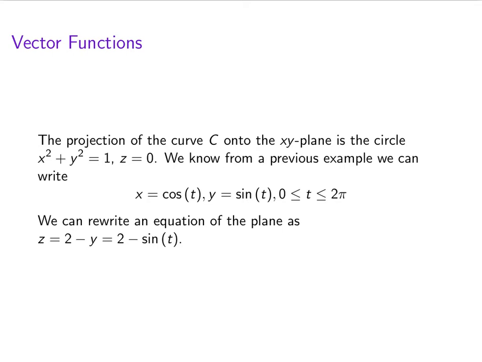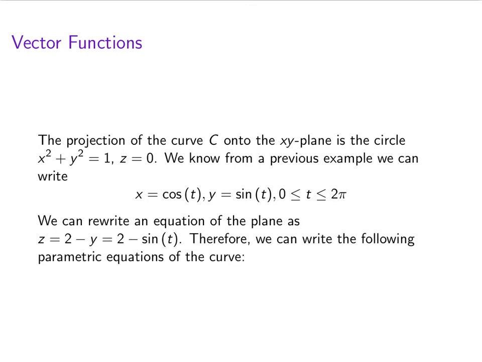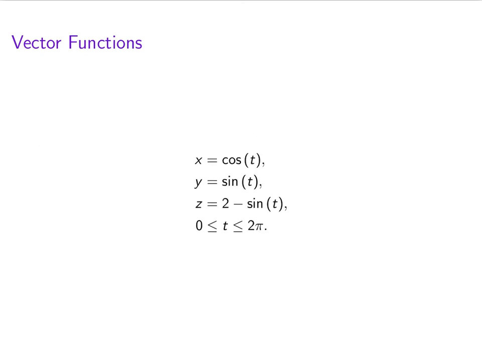Now let's take our equation of the plane and rewrite it as z equals 2 minus y, and since y is equal to sine t, then we'll have z is equal to 2 minus sine t. All right, so now let's write down some parametric equations for the curve. x equals cosine t, y equals sine t, z equals 2 minus sine t, and the values of t are going from 0 to 2 pi, which represents going around the circle once.